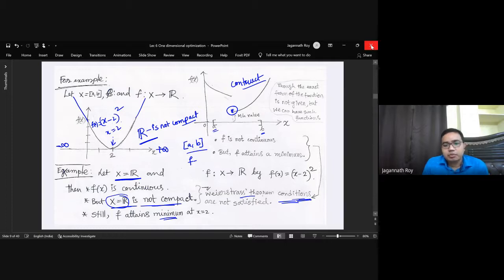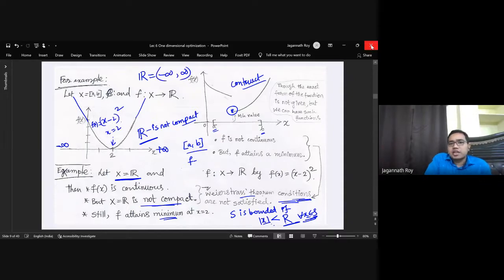What is a bounded set? S is bounded if for all x we can get a real number R such that all the x belong to S and are less than that number. So all the elements of the set S are less than some number. In that case, we can say this is a bounded set. But the real number set is minus infinity to infinity. Yes, sir. So this is an unbounded set.